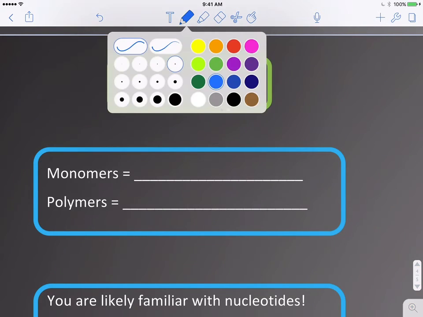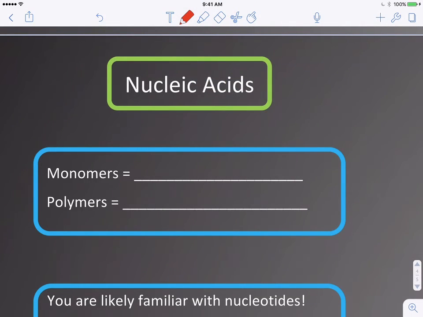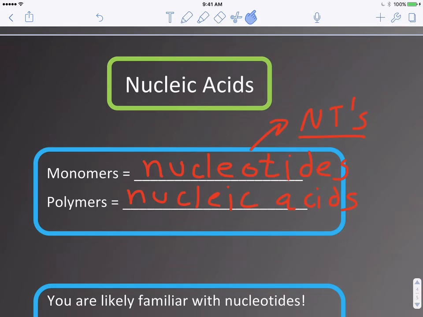The monomers are called nucleotides. And you guys definitely know what this is. I'm going to be referring to these as NTs a lot, so definitely know that abbreviation, okay? The polymers of a nucleic acid, you guys are going to love this. It's a nucleic acid. Does it get much easier than that? I don't think so, guys. Okay, so nucleic acids are the polymers made up of the monomers called nucleotides.